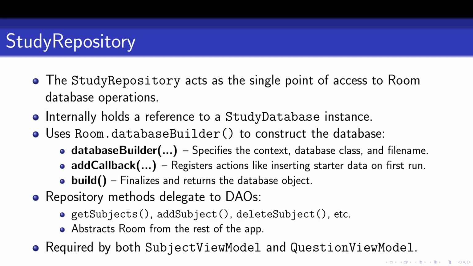The study repository acts as the single source of truth for all data operations in the app. It wraps around the Room database and offers a clean API to the rest of the app. We use Room.databaseBuilder to build the database, specify the context and file name, and add a callback for inserting starter data when the database is first created. The repository then delegates actions like getSubjects or addSubject to the appropriate DAO functions, abstracting the data layer from the UI layer.